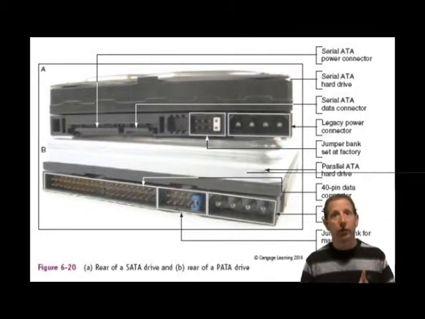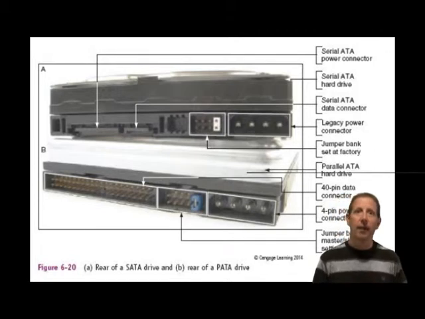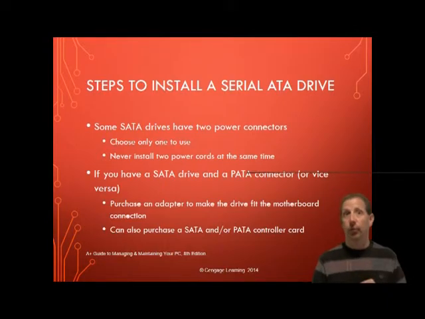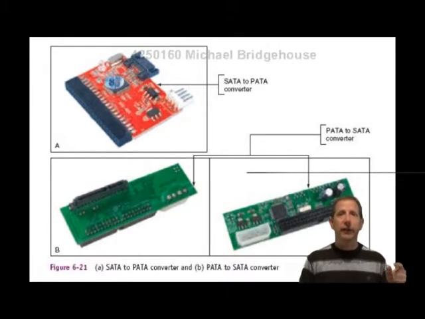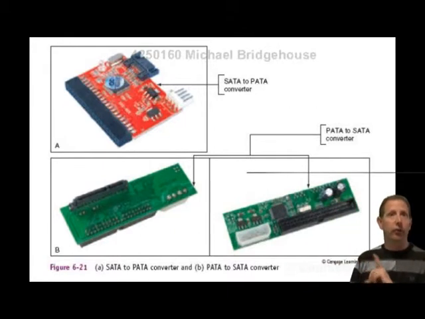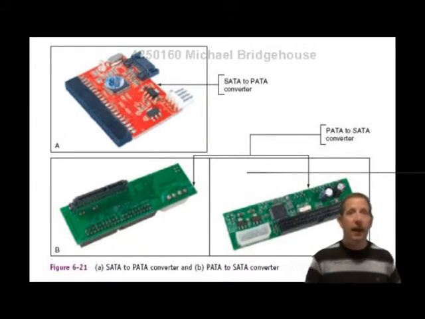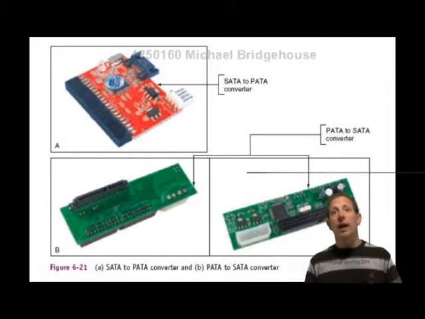But never install two power cords to the drive at the same time, because this could end up damaging your drive. Now, if you have a PATA drive and a SATA connector on a motherboard, or you have a SATA drive and a PATA connector on a motherboard, you can purchase an adapter to make the hard drive connector fit your motherboard connector. Now, as the figure behind me shows, we have two converters. One converts SATA to PATA motherboards, and the other converts PATA drives to SATA motherboards. Now, when you use a converter, note that the drive will run at a slower PATA speed.